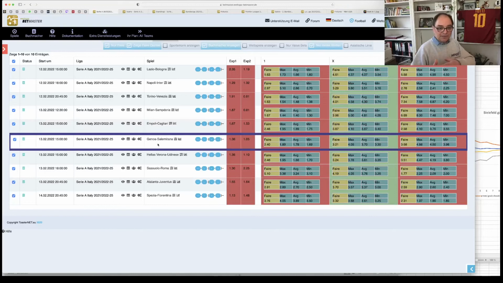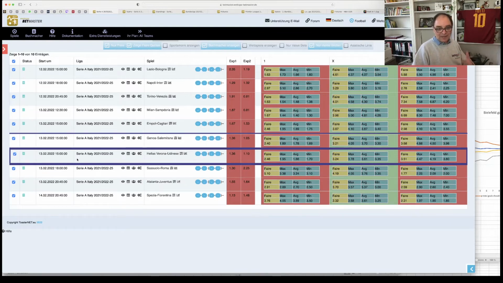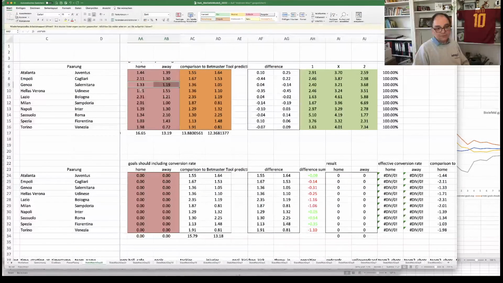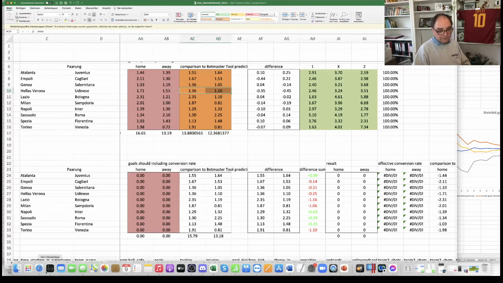Genoa need to win it, so the price is going down, and they are of high tradition. It's really a tough one, but I have to go with Salernitana. Verona against Udinese looks similar, but here I would happily support Udinese if this tool here would confirm, and it does. The statistical method says more or less a similar difference, very, very good.